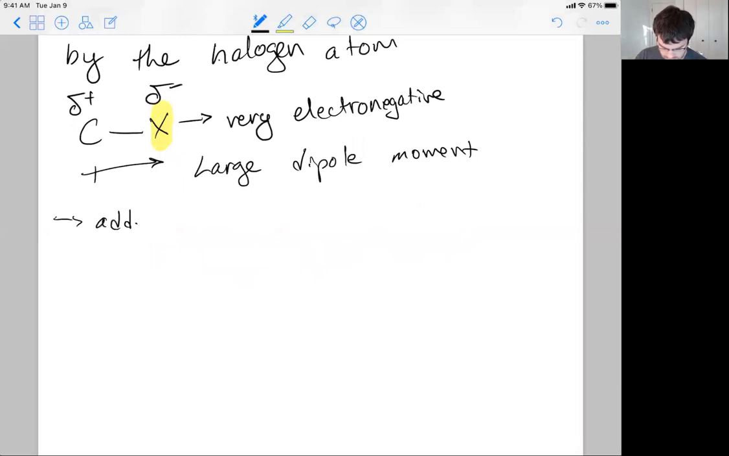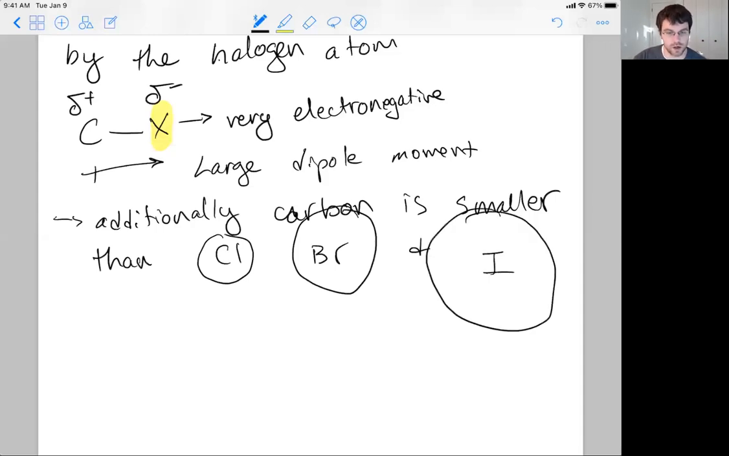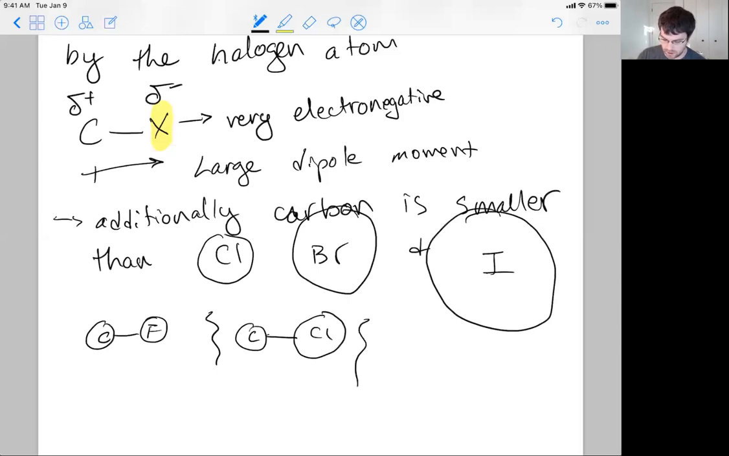Additionally, there is usually a large size mismatch between the carbon and the halogen element. And that's especially true for chlorine, bromine, and iodine. So if we compare sizes, just in general, on an order of magnitude, fluorine's roughly the same size as carbon. As we go down in the periodic table, we'll get to slightly larger elements, like chlorine. But as we keep going, carbon is going to stay the same size, but it's going to bond to larger and larger elements.